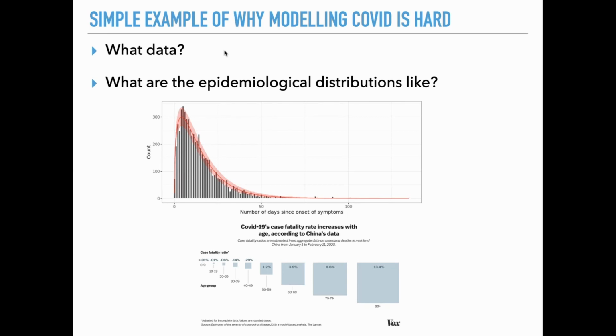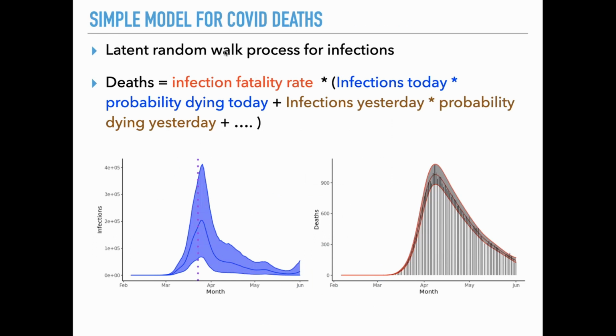Now, if you're from a physics background or a chemistry background, you can think of these distributions as fundamental constants. You need them in your model. And so let's just take a really simple model. For those who don't like modeling, just ignore it.